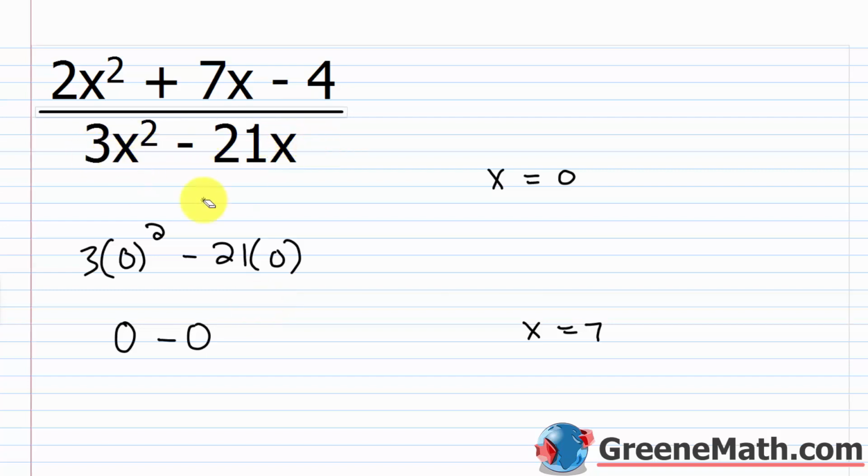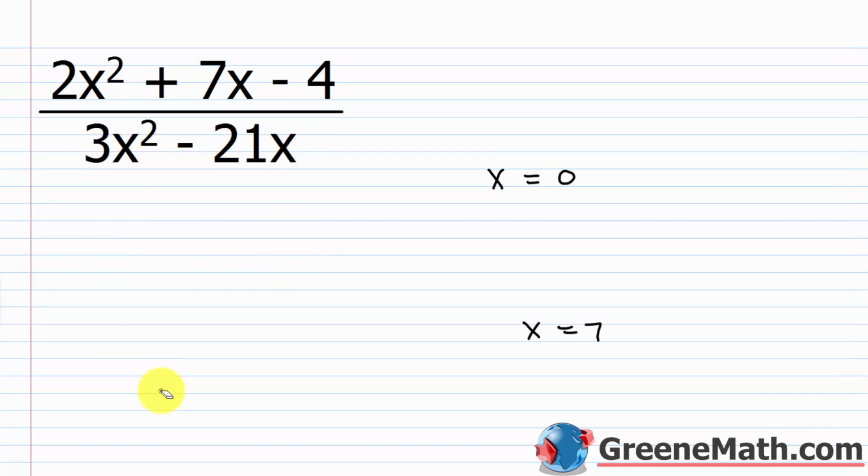Okay, so we see that. Also, the denominator would be 0 if you plugged in a 7. 7 squared is 49. 49 times 3 is 147. So you'd have 147 minus 21 times 7, which is also 147. So you get 147 minus 147, which is 0. So we're going to write that x cannot be 0 and x cannot be 7. Let me kind of scooch these up.